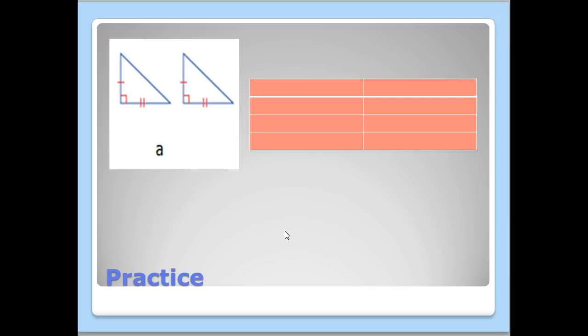Okay, so let's look at this. First of all, the first thing I need to do is make sure that we label this. So I want A, B, C, and then we'll do D, E, F. Okay, so the first thing I'm going to say, just to make my life easier, is side CA is congruent to side FD. How do I know this? It's given.